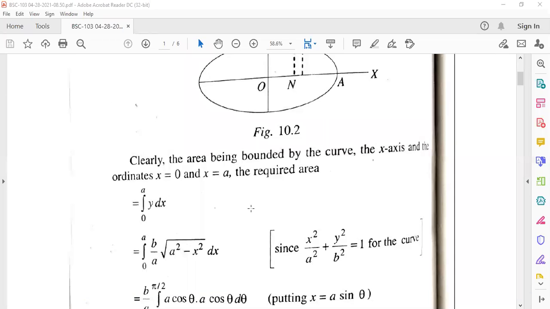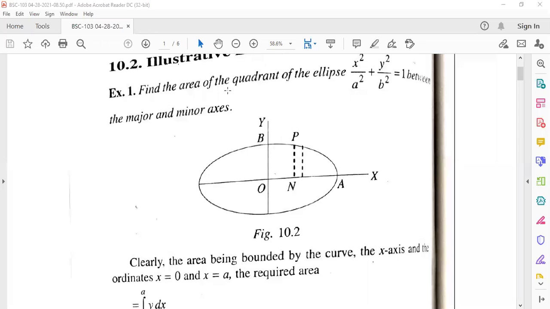He said, look at here. Here we have to find the area of the quadrant. Quadrant means here first quadrant or maybe second, maybe third, maybe fourth. The given ellipse is x square by a square plus y square by b square equal to 1. We know that the ellipse center is at 0, 0, major axis 2a, minor axis 2b. So this is our picture of the ellipse.